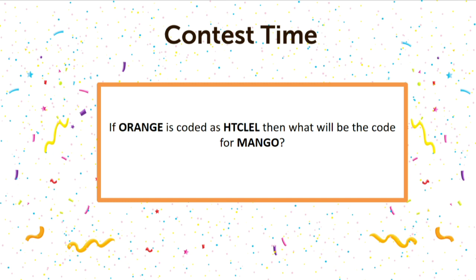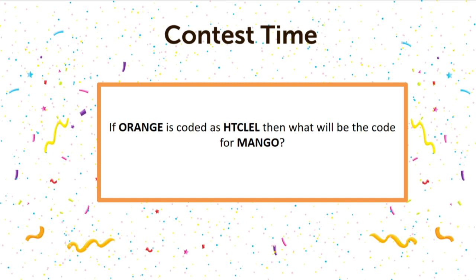Try working it out. Observe the way coding has been done, and post a comment. If orange is coded as HTCLEL, then what will be the code for mango? 5, 4, 3, 2, 1. You should have done by now.